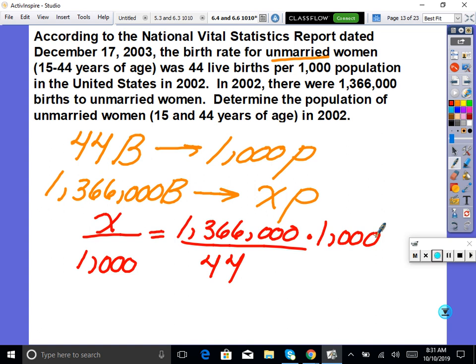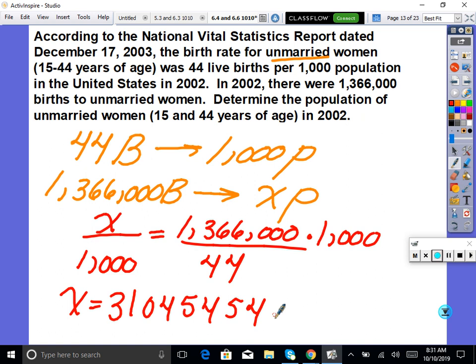I get X is equal to 31,045,454, and then it's 0.55. But since it's births or population, people, I'm not going to do the decimal. 55% of a person, nah. So then we'll just put in our commas. Does that answer make sense? Yeah, right? Isn't it much bigger? Isn't the population much bigger than the amount of births going on? Yes, let's hope so. Okay, awesome. All right.